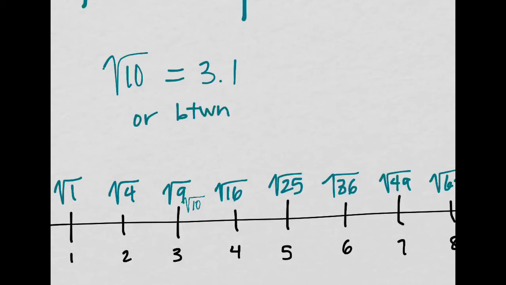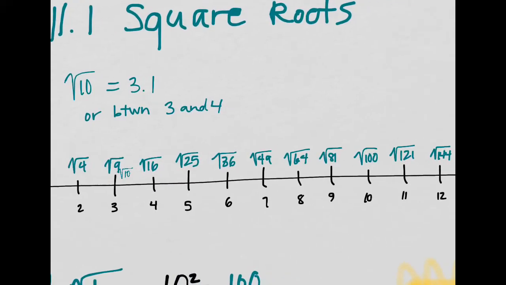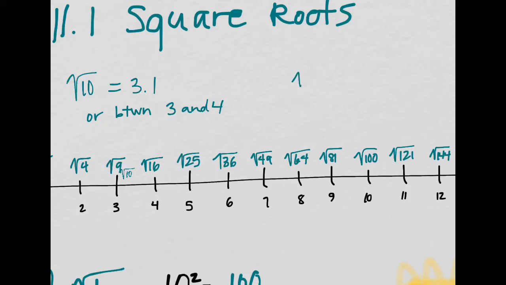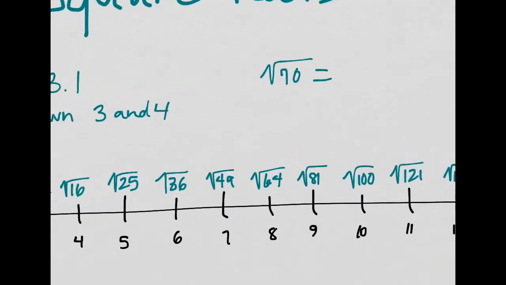Now I'm going to abbreviate between 3 and 4. We definitely know that. Okay, let's try another one. If I said the square root of 70, what is the square root of 70? Well, it's not a perfect square. It doesn't fall on my list here of my perfect squares.